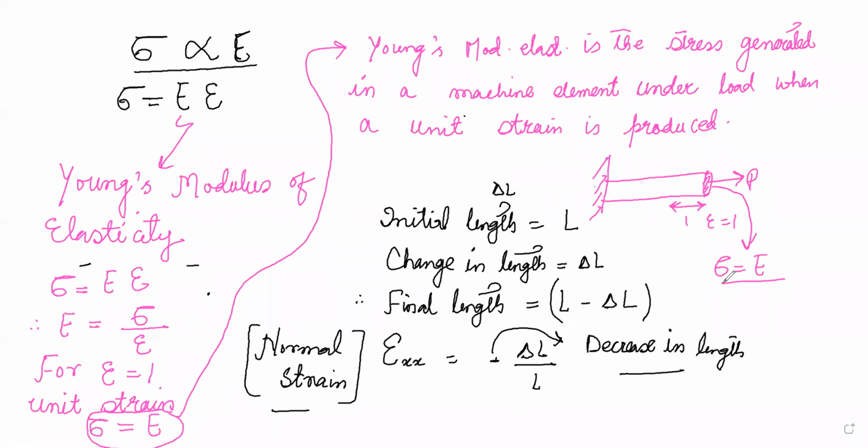And we can further write it as sigma is equal to Young's modulus times the strain. The value of sigma is in Newton per meter square or Newton per mm square, is equal to Young's modulus times the strain, and strain is dimensionless, it does not have dimensions. So the unit of Young's modulus of elasticity is the same as the unit of stress, that is Newton per mm square or per meter square.